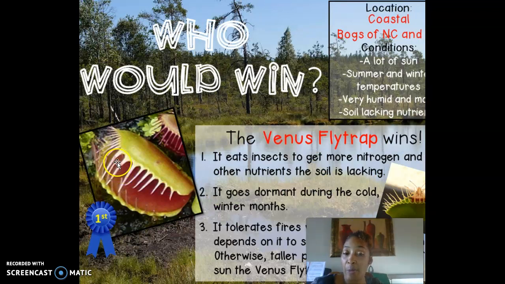The Venus flytrap wins. The Venus flytrap lives along the coast of Georgia. It can live in sun, high temperatures or low temperatures, very humid or moist soil, and soil lacking nutrients as well. The Venus flytrap is carnivorous. It gets its food from insects. It goes dormant during the cold winter months.